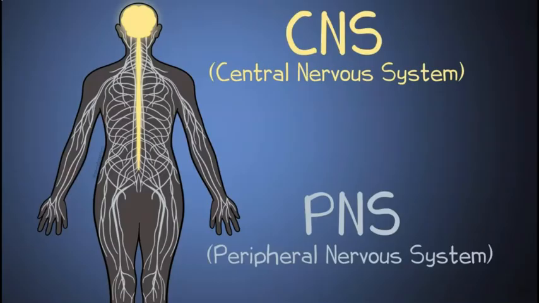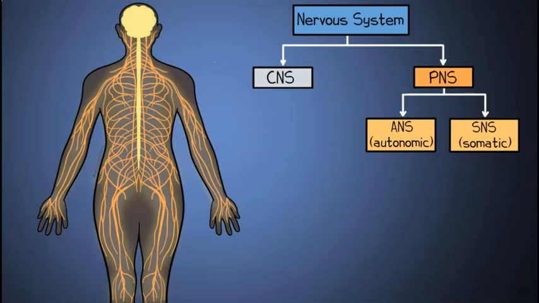Now, that was all part of the central nervous system. What about the peripheral nervous system? Function-wise, we can further divide the PNS based on what it does. The somatic nervous system, SNS, and autonomic nervous system, ANS.